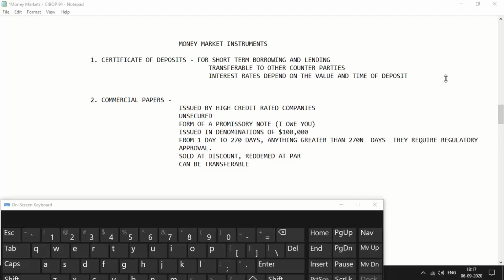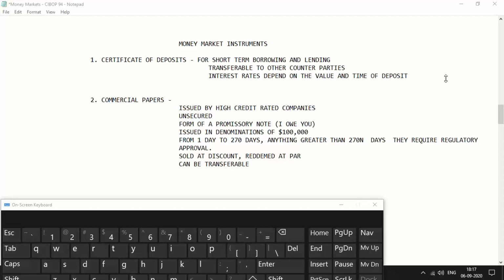It's a form of a promissory note. Now, a promissory note means what? I owe you. That means I borrowed money from you, so I owe you that. And it is issued in denominations of $100,000. So each commercial paper. Now, let's say that I want to.